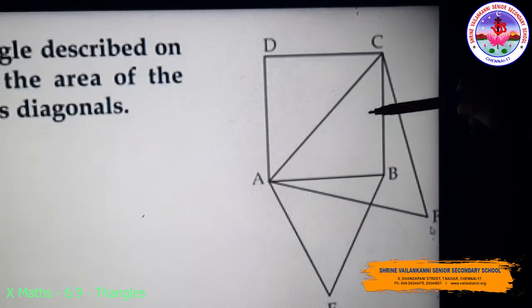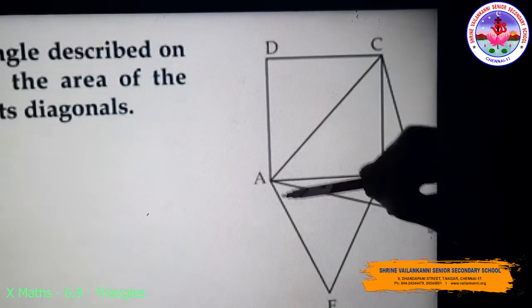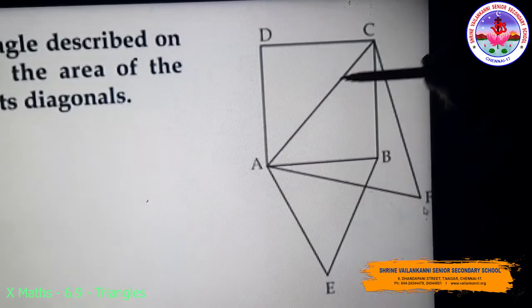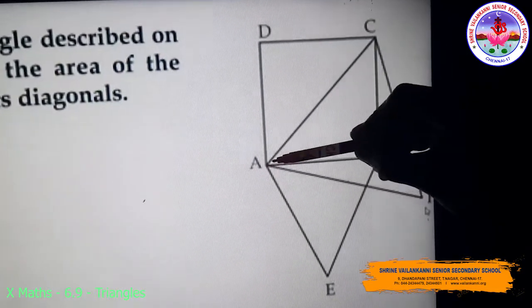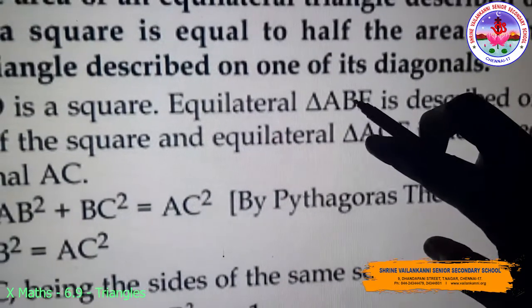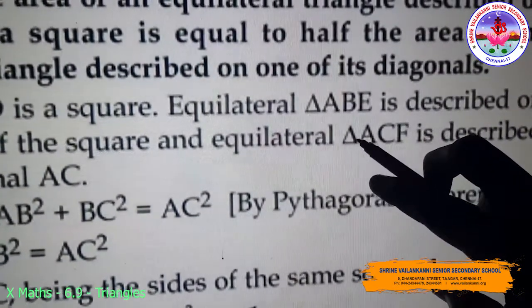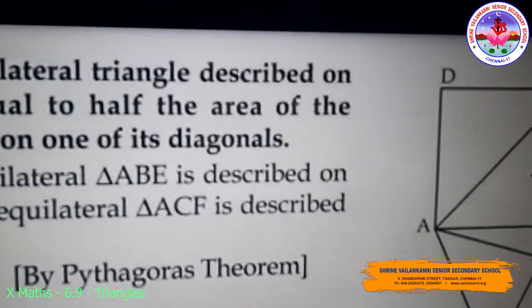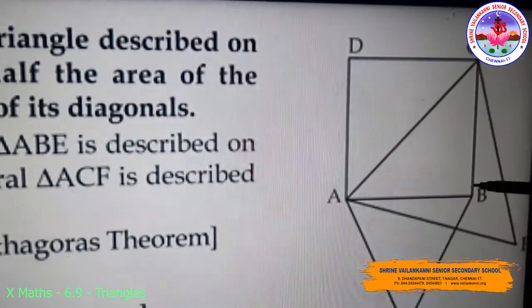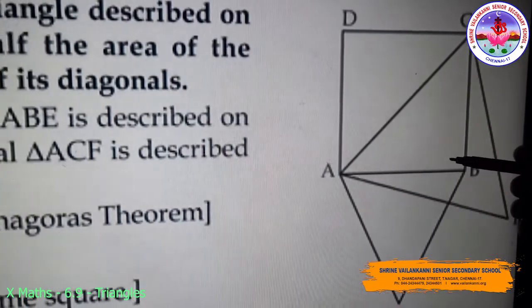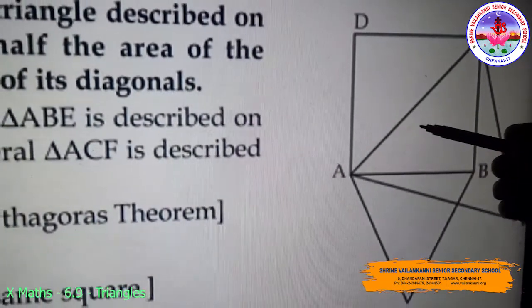So we want to prove that the area of triangle ABE is equal to half of the area of triangle ACF. Now coming to the figure, we are going to consider a right angle triangle ABC where angle B is 90 degrees. So I am going to use my Pythagoras property in the problem.